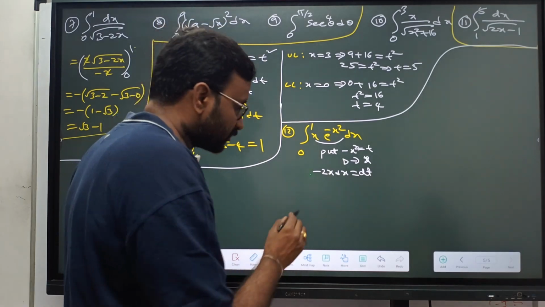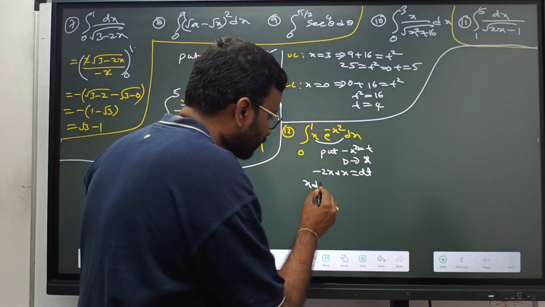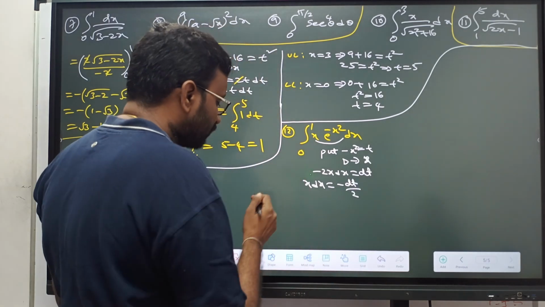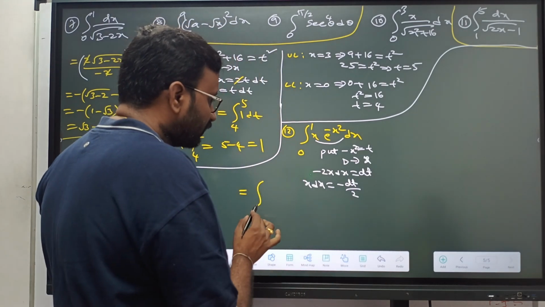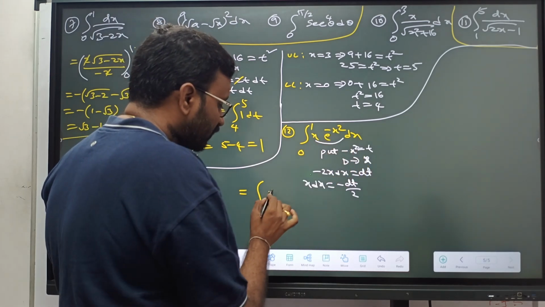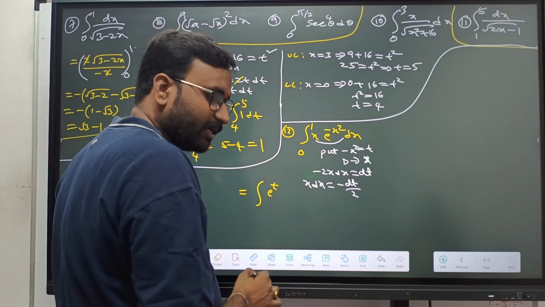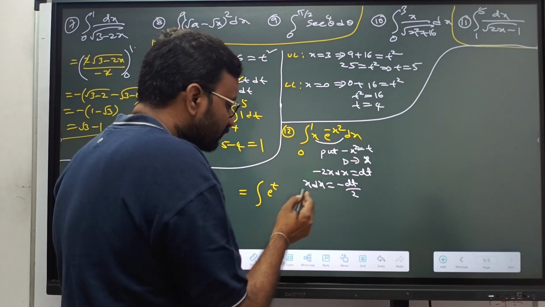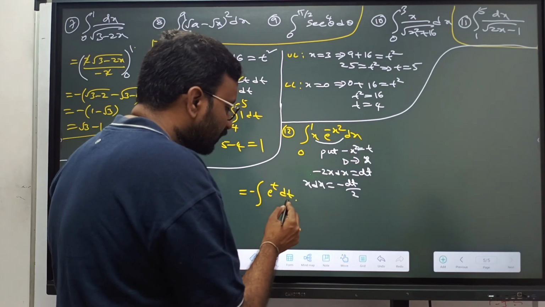There is no minus 2. That's why x dx can be written as minus dt by 2. Substitute here: integral x dx is minus dt by 2, e power minus x square. E power minus x square will be t, so x square will be t, and this x dx will be minus dt by 2.